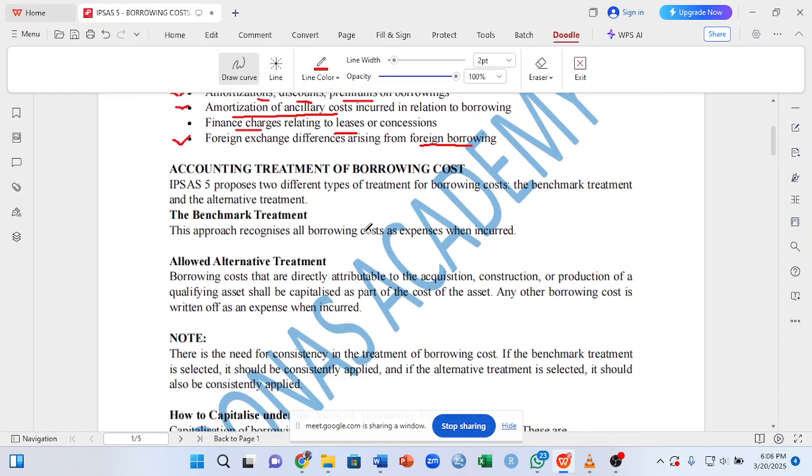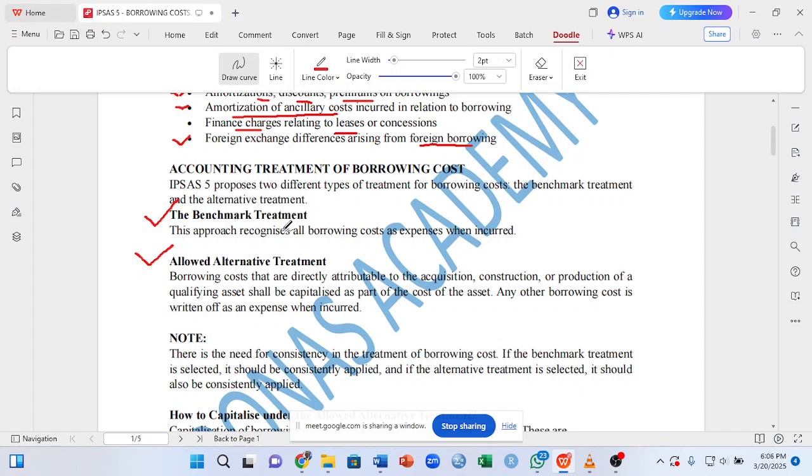Now in public sector accounting, we have two main approaches in accounting for borrowing costs. We have the benchmark treatment and then we have the allowed alternative treatment. Now this is quite different from FR, those who are doing financial reporting. You might not have heard of benchmark treatment because it only pertains to the public sector. So this is a little bit different from financial reporting.